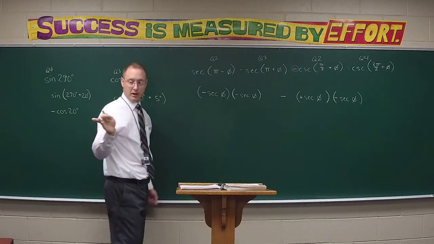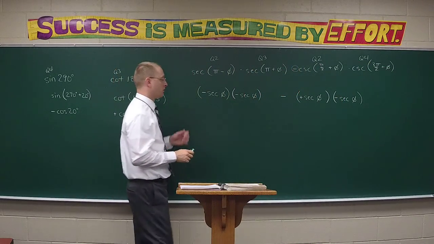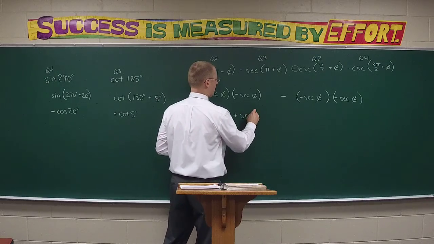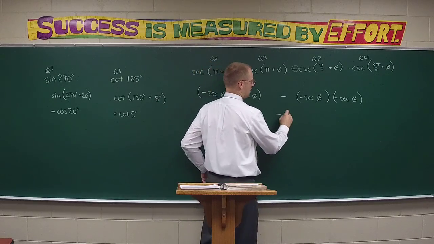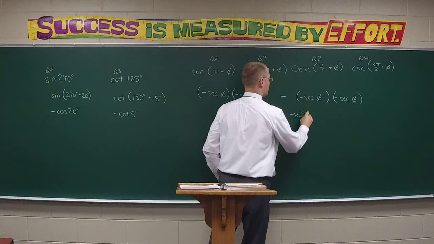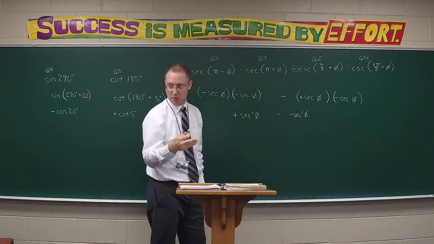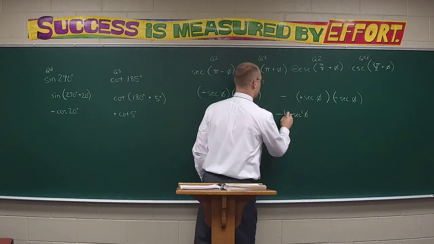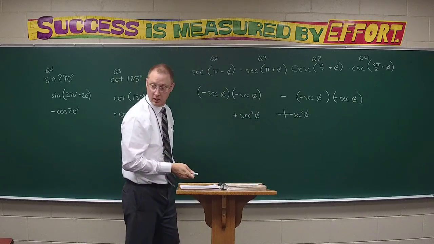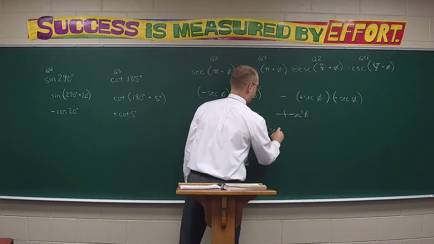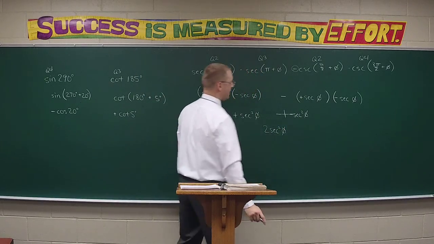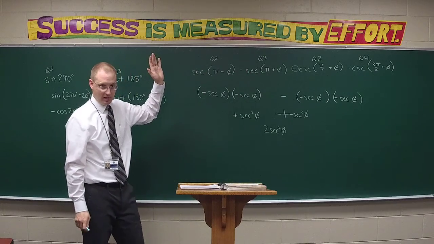Then we try to simplify, Quentin. So it would be positive secant squared phi minus negative secant squared phi. But minus negative really could just mean plus. So we have secant squared phi plus secant squared phi. 2 secant squared phi. And that's about as simplified as I think we're going to make it. How many had 2 secant squared phi for your answer?